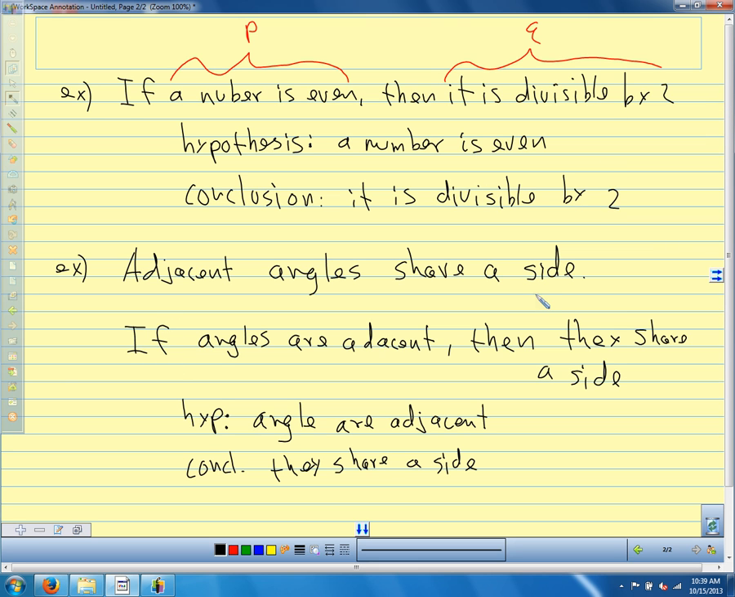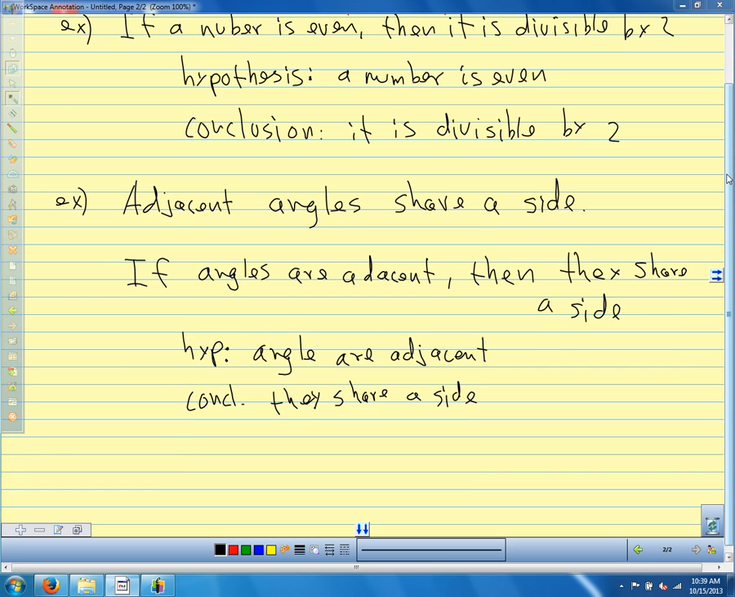How about if angles are adjacent, then they share a side? Is that true? What was the everyday word that we used to describe adjacent angles? What did we say they were? Next to? So if they're next to each other, do they share a side? Yeah. We said that adjacent angles had to share a side. So that would be true also.